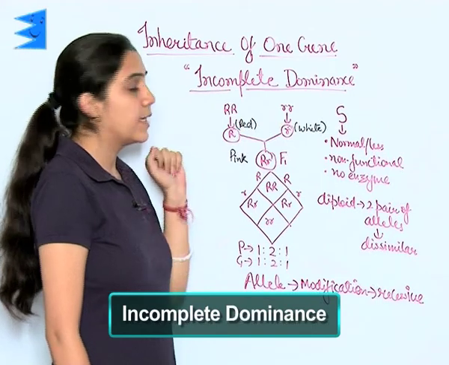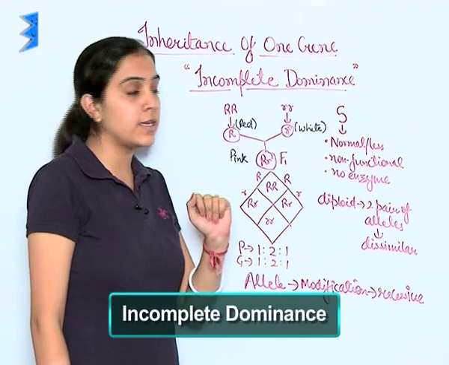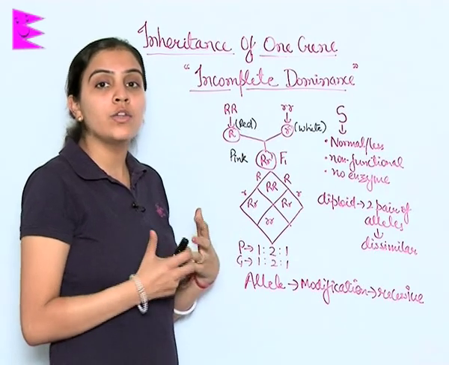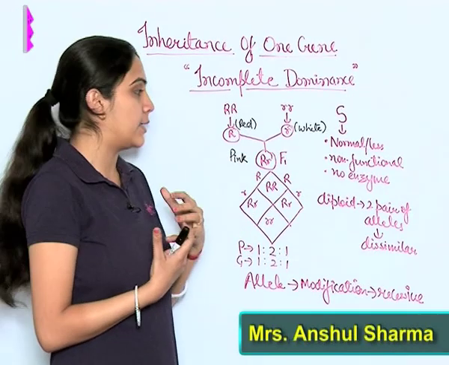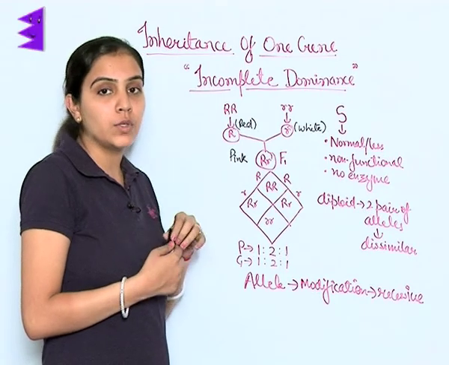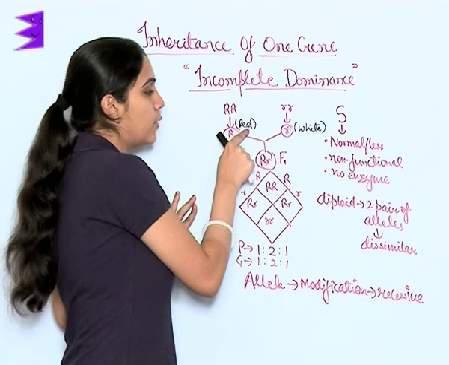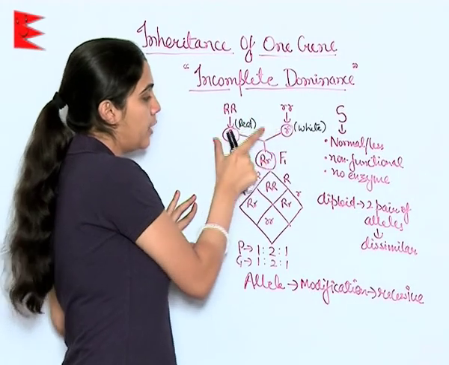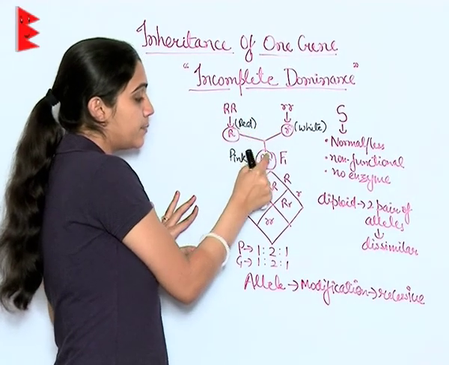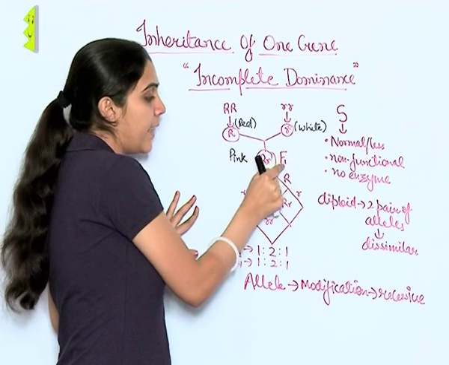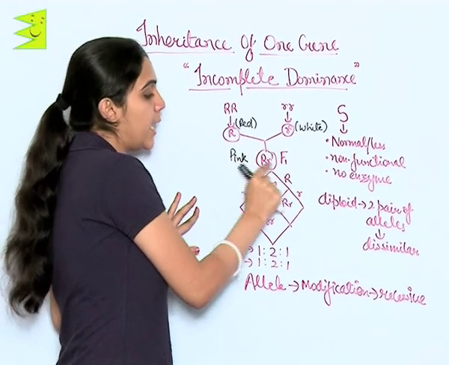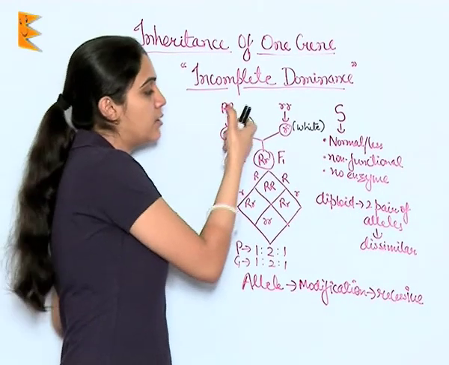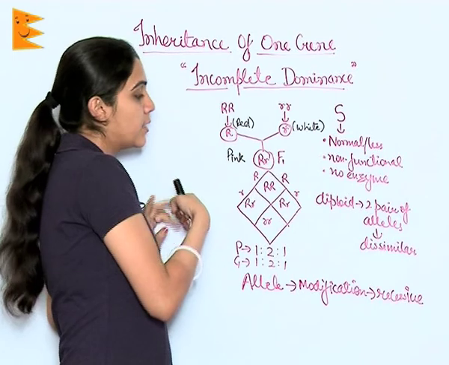Incomplete dominance. It is observed that in certain cases, the phenotype of the F1 generation is altogether different from both the parents. Let us take an example of dog flower. Here we took red flowers and white flowers, a red parent and a white parent. We took the gametes and we found the F1 all pink flowers were formed. Now this pink phenotype is neither similar to red nor to white.